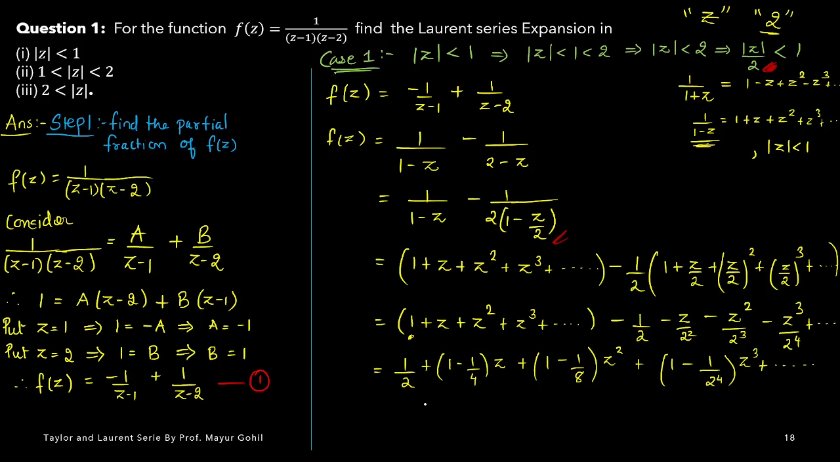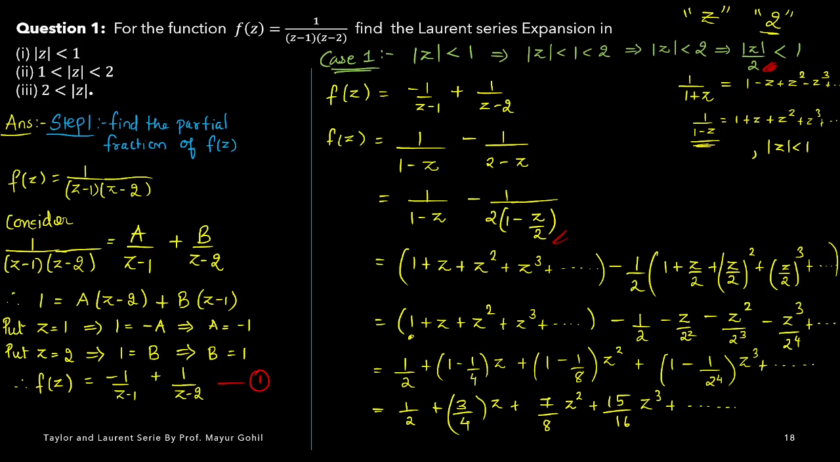Now let us simplify it a bit more because we need nice numbers over here with a good coefficient. So here it will be 3 over 4 z, here it will be 7 over 8 z square, and here it is 2 raised to 4, so it is 16, so here it would be 15 by 16 z cube, and so on. This goes on and on and on. Now, this is the answer for case 1.